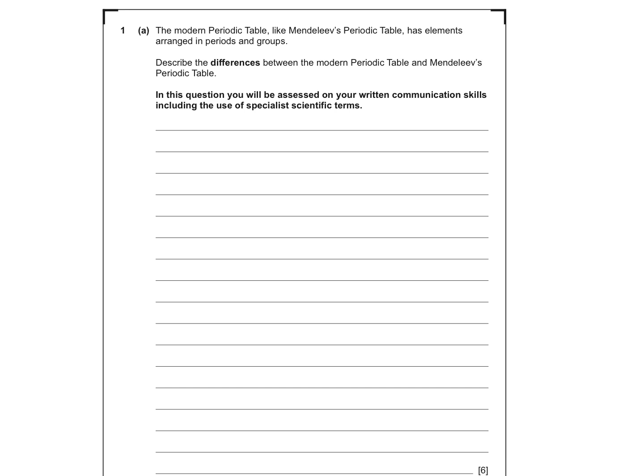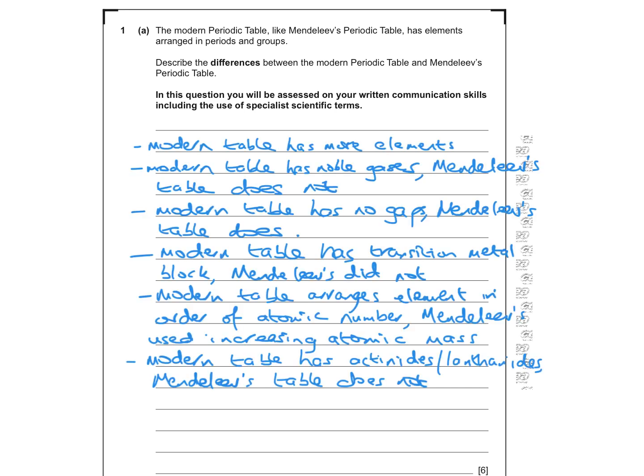Question 1A then is about the differences between the modern periodic table and Mendeleev's. Here are the answers you can give. Now that first bullet point where it says the modern table has more elements, you could give a reverse argument there and say Mendeleev's table had fewer elements.